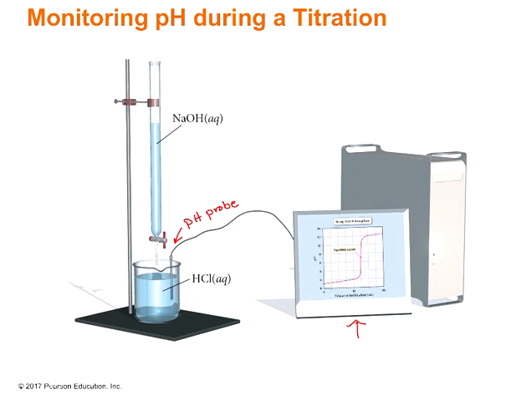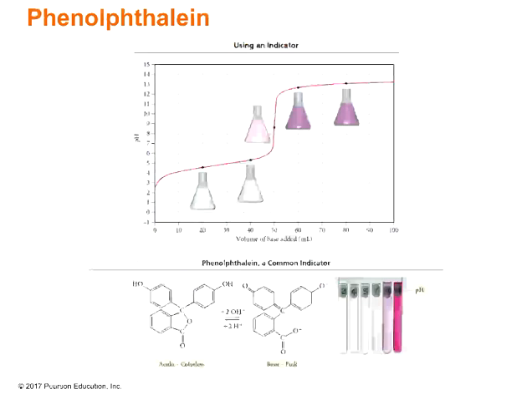Now, I would say that this method is a little more accurate because you're monitoring a pH change over a wide range of pH values versus using an indicator such as phenolphthalein. So phenolphthalein is one of the more commonly used indicators in chemistry, specifically for acid-base titrations. And that's because this indicator changes color kind of in the right range that we need for most titrations.